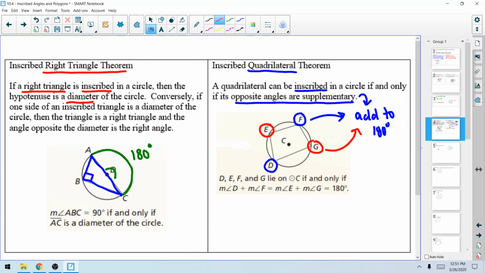Which means, and some of us already know this, in a quadrilateral, actually let's back up a minute. In a triangle, all the angles add up to what? In a triangle, they all add up to 180. Well, in a quadrilateral, a four-sided figure, they don't add to 180. They add to 360. So if the blue angles add to 180, and the red angles add to 180, then 180 plus 180 gives us 360 degrees in our quadrilateral, which also means 360 degrees in our whole circle.